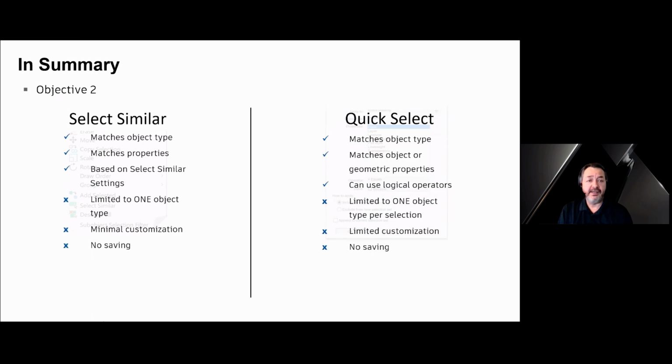With Quick Select, it matches the object type, and then either the object properties or geometric properties. We can use logical operators: greater than, less than, equal to, not equal to, and so on. But we are still limited to one object type per selection, and there is limited customization and still no saving.